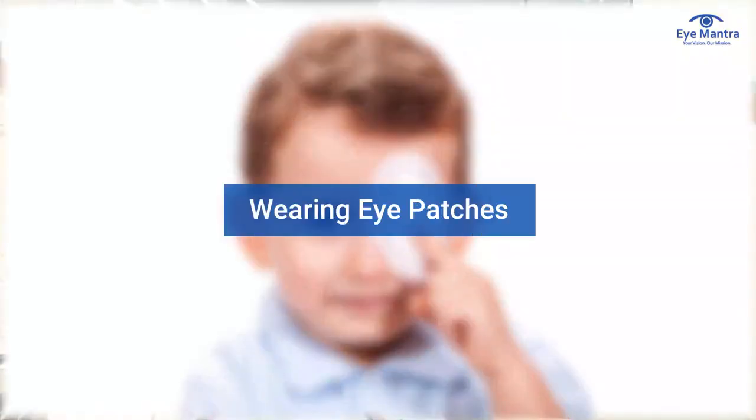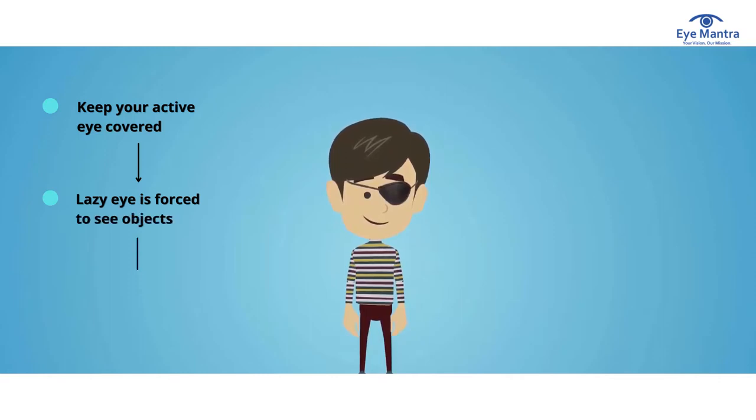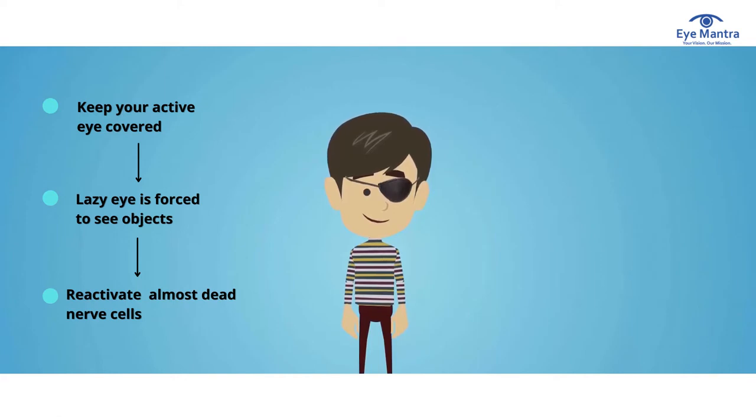Wearing eye patches. Eye patches are a sort of covering for the treatment of the lazy eye. By keeping their normal active eye covered with the eye patch, the lazy eye is forced to see objects, and hence this helps in the reactivation of almost dead nerve cells connecting the eye to the brain.